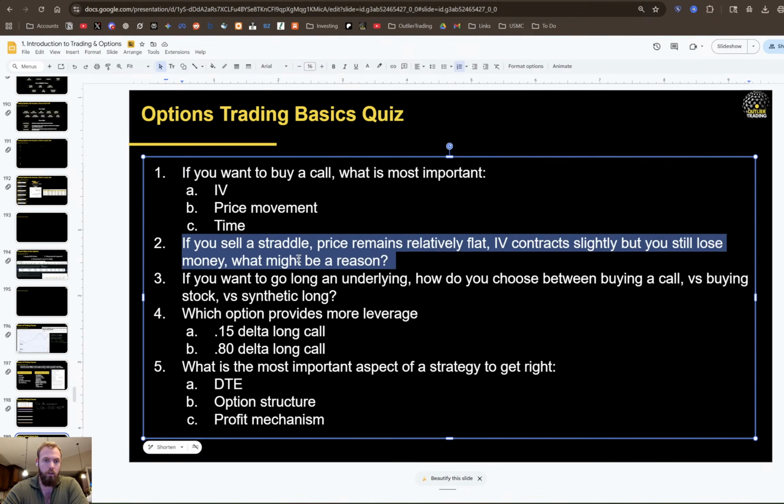Okay, cool. I'm going to give you guys a couple seconds. I'm going to grab a drink really quick, but I want you to answer number 2 in the chat. So number 2 says, if you sell a straddle, price remains relatively flat, IV contracts slightly, but you still lose money. What might be the reason? So take your best guess, and then I will join back in just a sec.